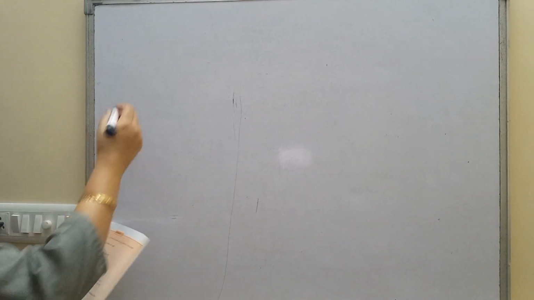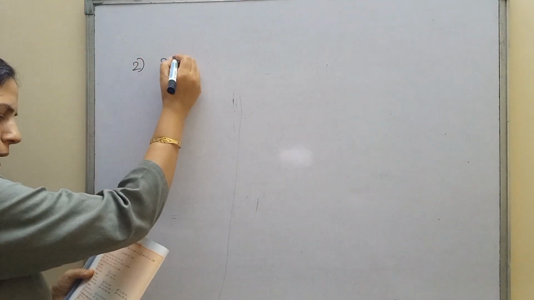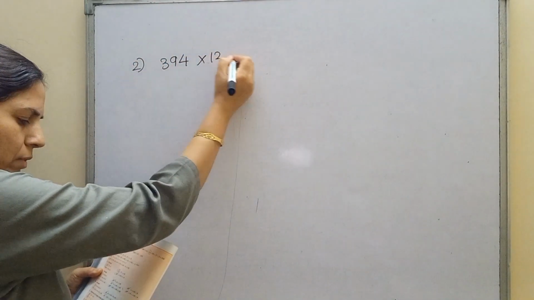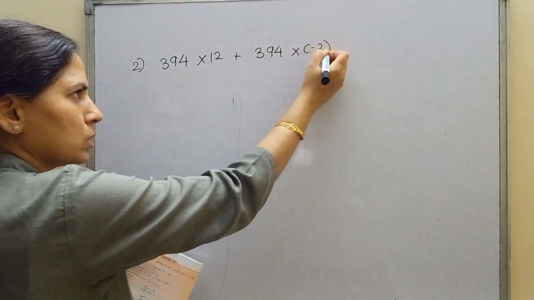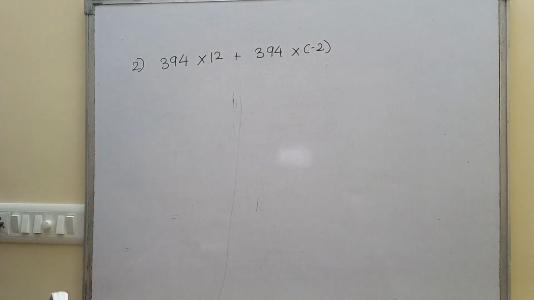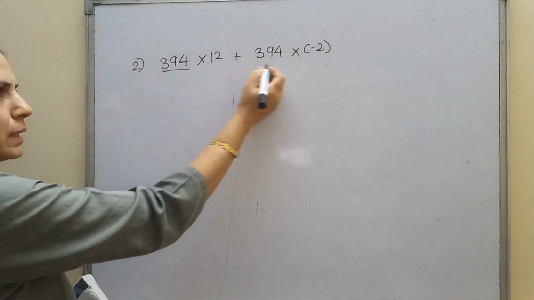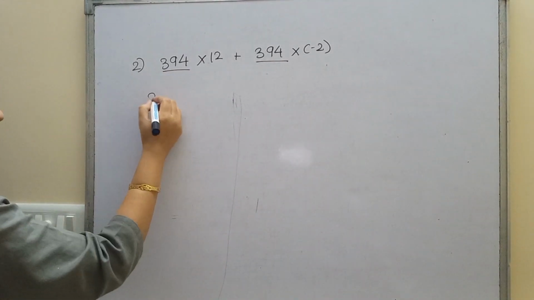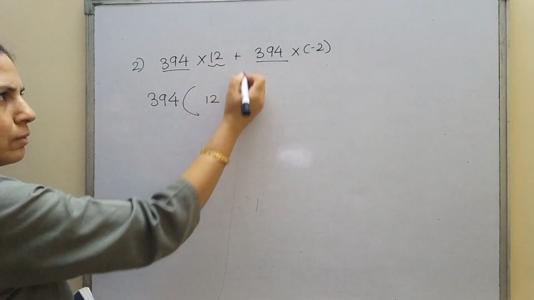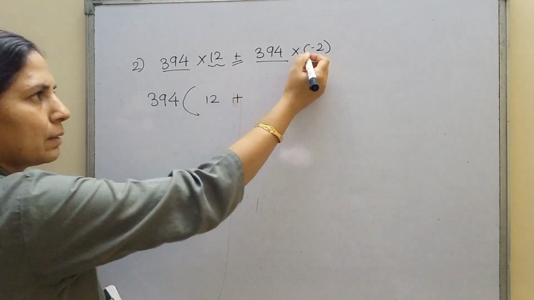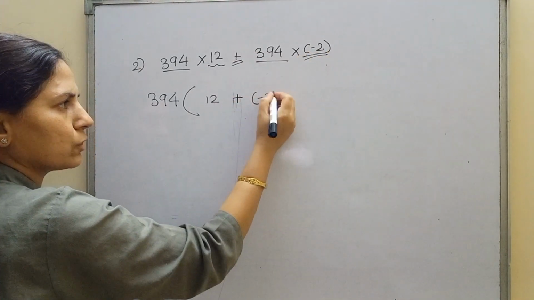The next question is 394 into 12 plus 394 into minus 2. See, there is a twist in this question. So, what is common between them? 394. Right here, 394. What is left? 12. Put a plus sign here, and there is also a minus sign here. Put it.